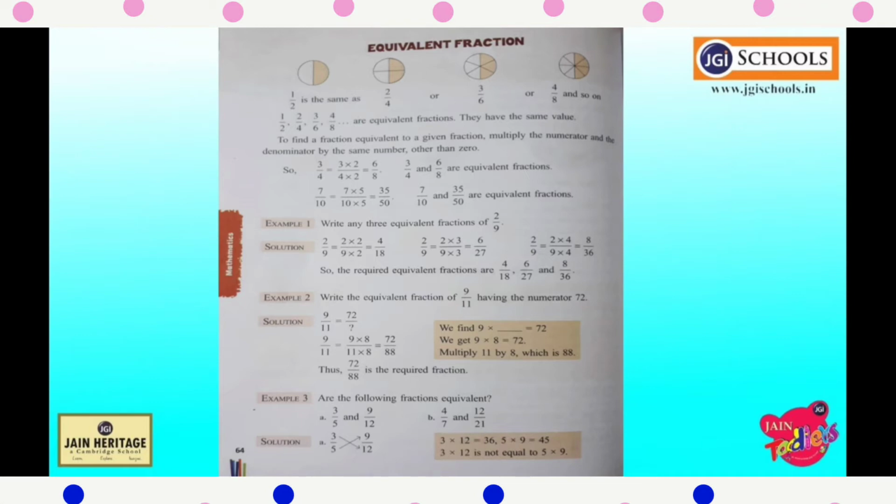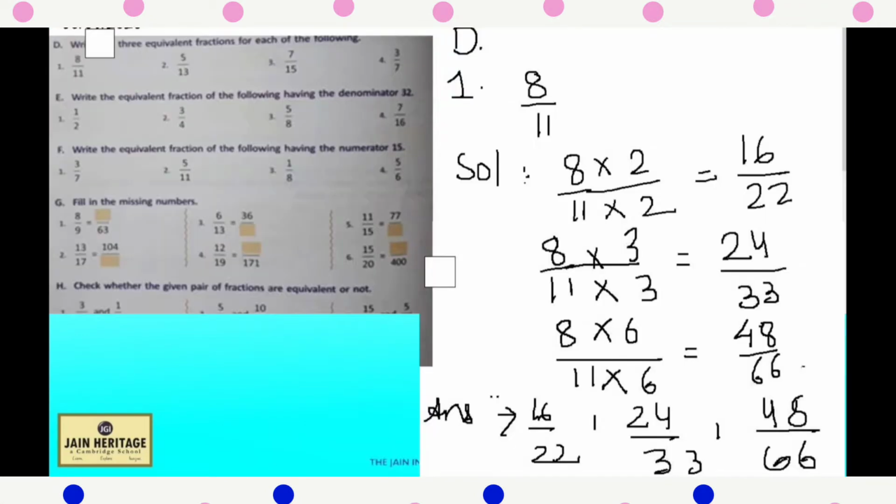Now, this is the page of your book. In the given book, it is page number 64. You can refer to the examples here for your practice. And this is the exercise. In exercise 1, question number D, the first one is 8 by 11. You have to write 3 equivalent fractions for the following.